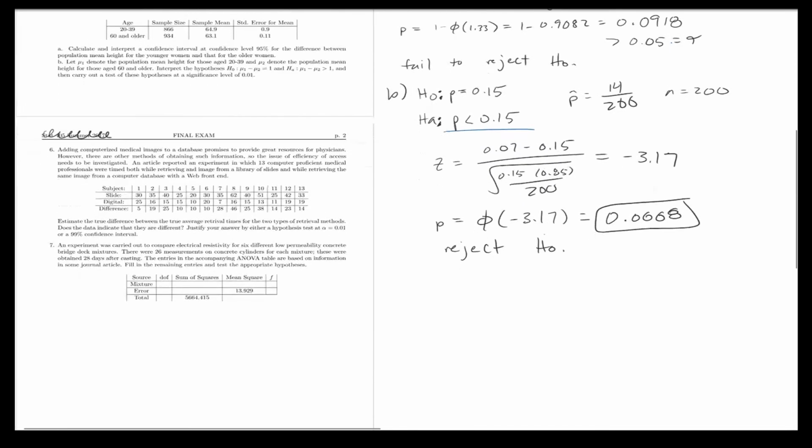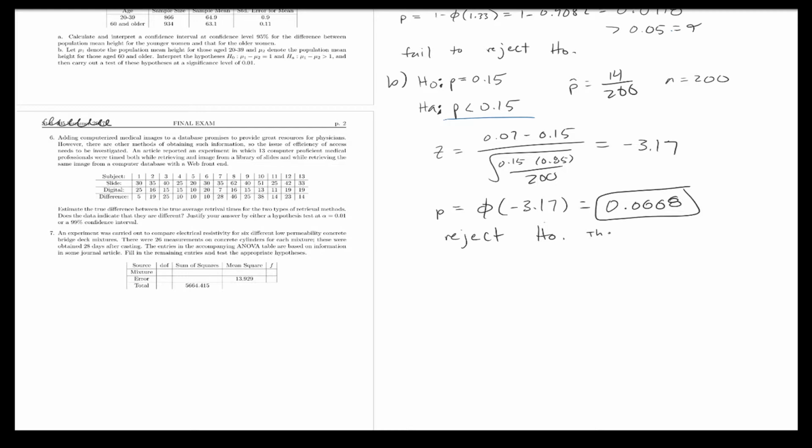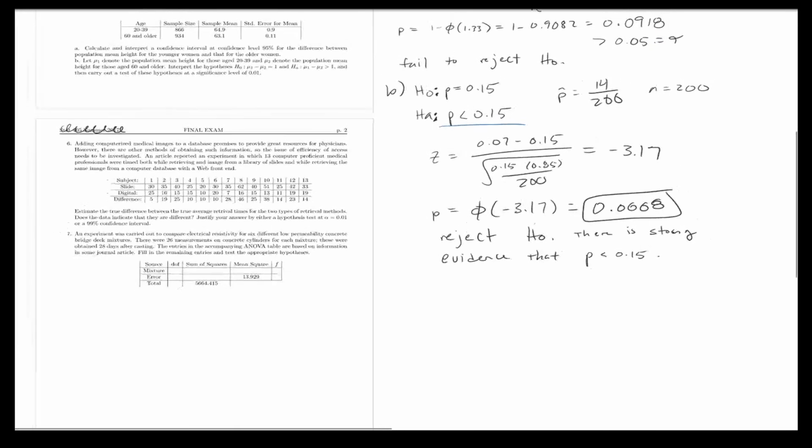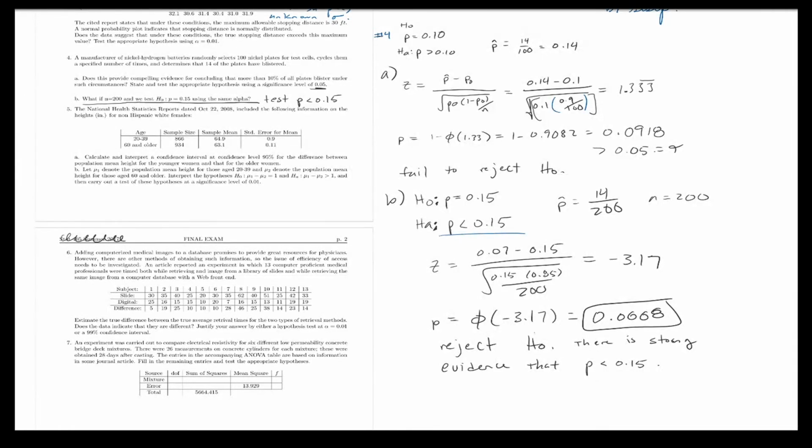There is strong evidence that p is less than 15%, so 0.15. Cool.